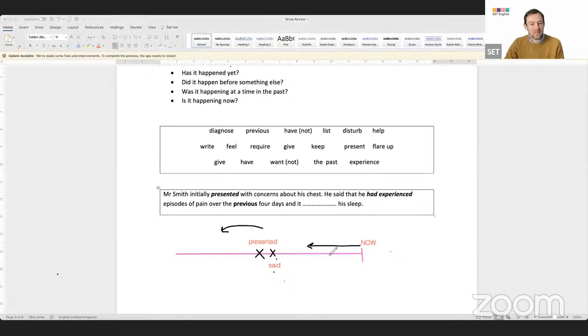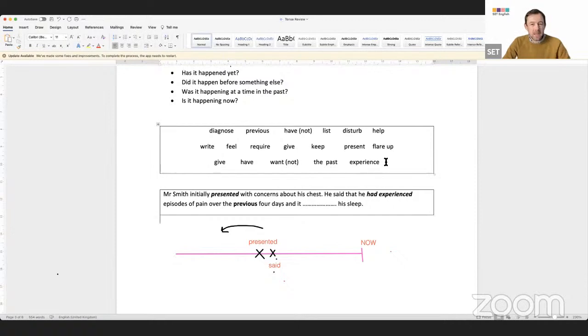That would be the past 4 days from now. Previous is like this. So I know that seems really annoying, but it's just the way it is. And it's a good thing to learn. Okay. So good. Over the previous 4 days and something, his sleep, Maha.